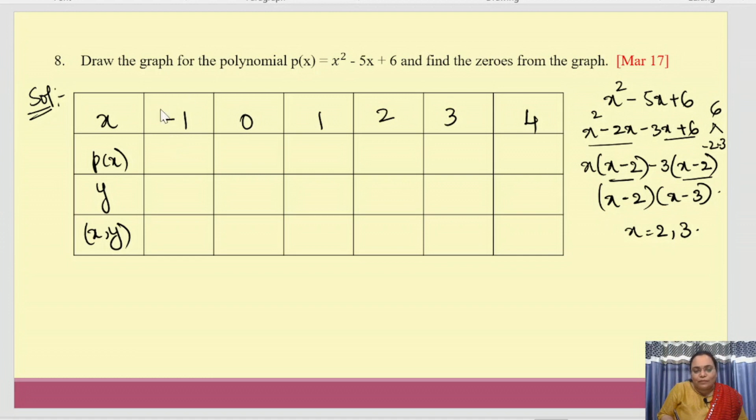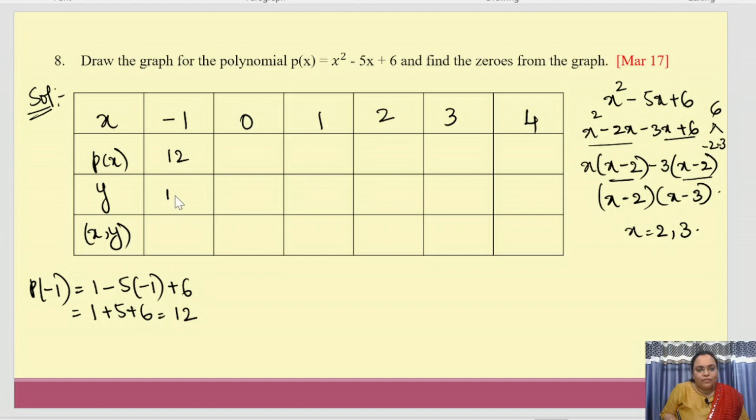So if you substitute minus 1 in p of x, you will get p of minus 1 is equal to minus 1 squared is 1, minus 5 of minus 1, plus 6. So which is 1 plus 5 plus 6, which is 12. So the coordinates are minus 1 comma 12. You substitute x equals 0 in p of x. So see here, this will be 0, this will be 0, 6 is remaining. So you can directly take it as 6. Coordinates will be 0 and 6.